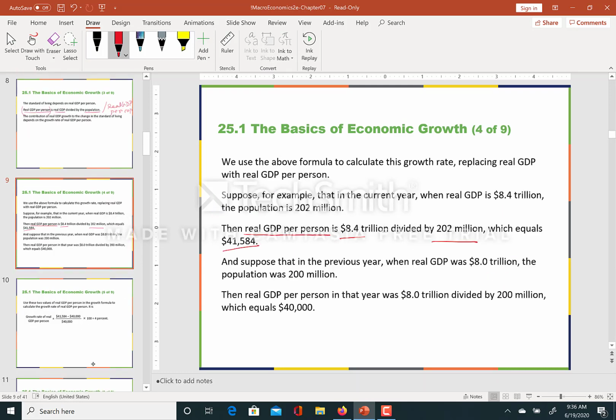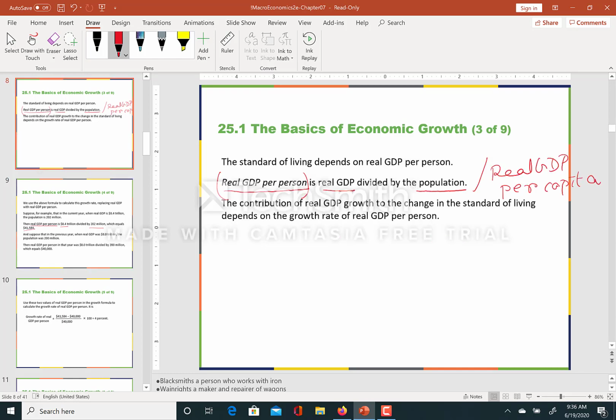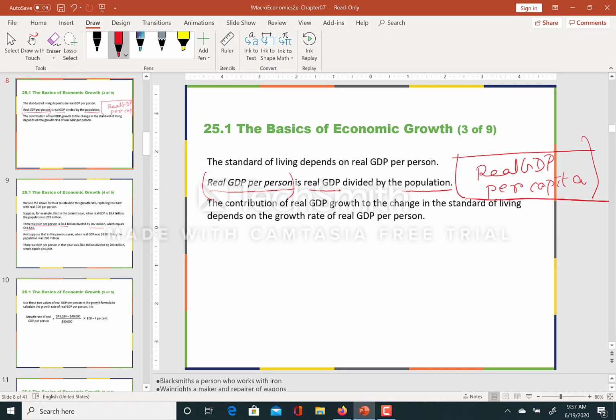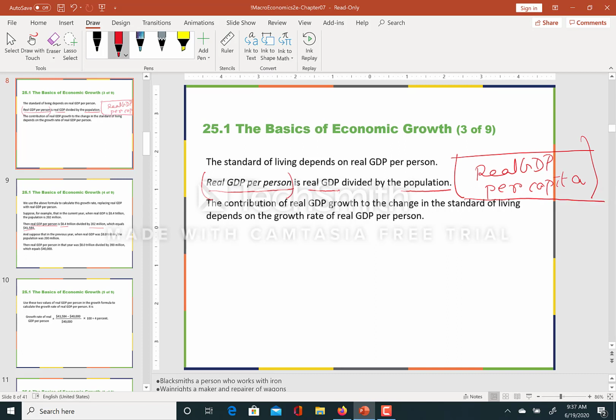Now I am going to look into the growth rate of real GDP per person. So real GDP per person is equal to real GDP over population. If I look into this Trading Economics data, the other way they define real GDP per person is real GDP per capita.